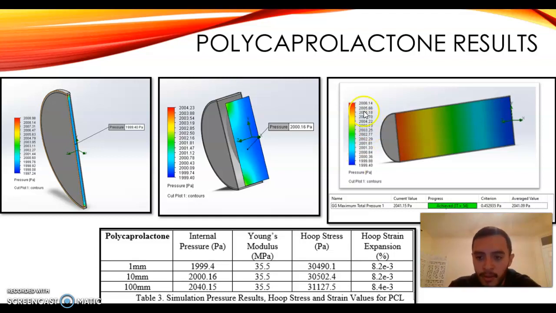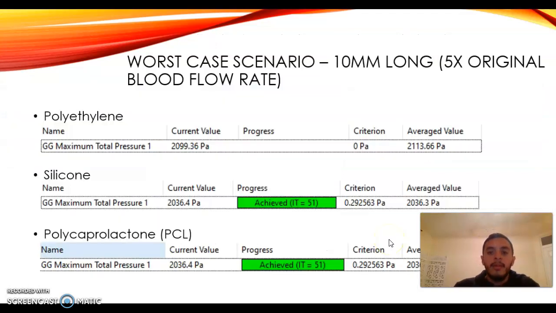You can see that all of the hoop strain expansion percent values are going to be relatively small, meaning that the blood pressure in the LPA is not going to cause the vessel to expand too much. So we're looking at a worst case scenario.